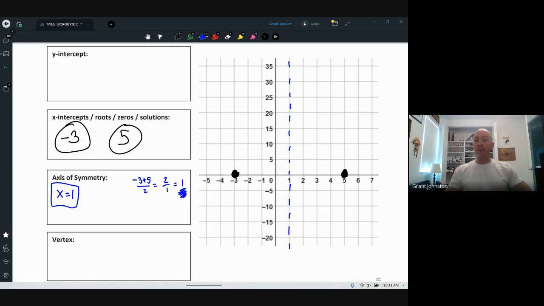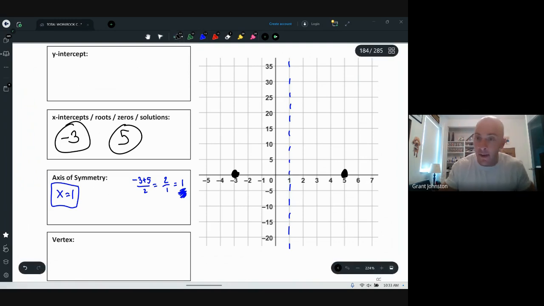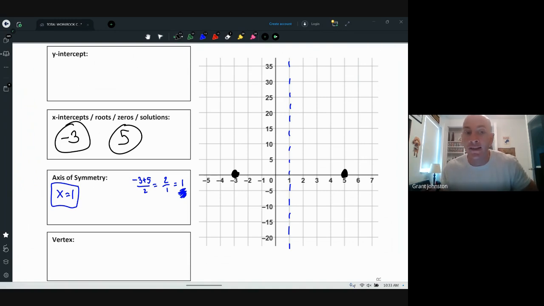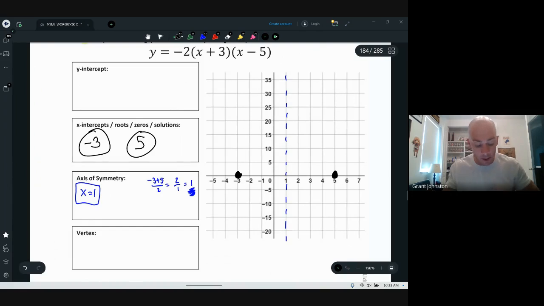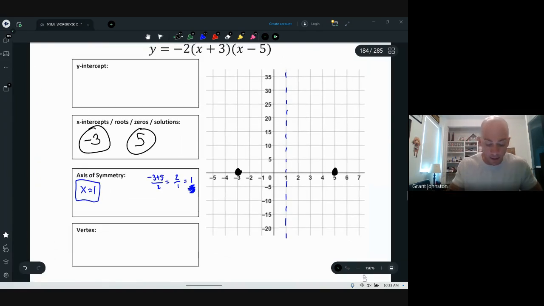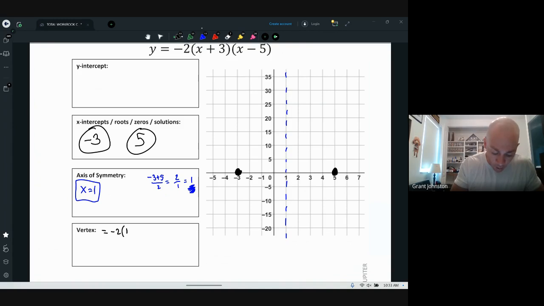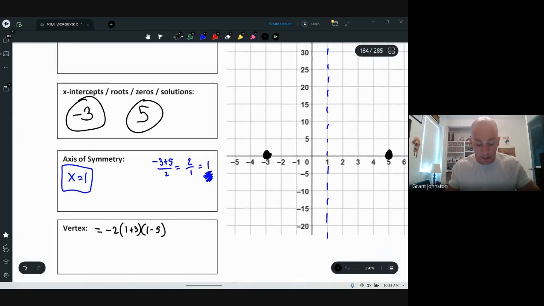Okay. And the vertex is on the axis of symmetry, right? So I know that the vertex is going to be somewhere on that blue dashed line where x equals 1. So I'm going to substitute 1 into the equation to find the y coordinate. So here we go. I'm going to go -2, 1 plus 3, 1 minus 5. So I'm substituting 1 into the equation.